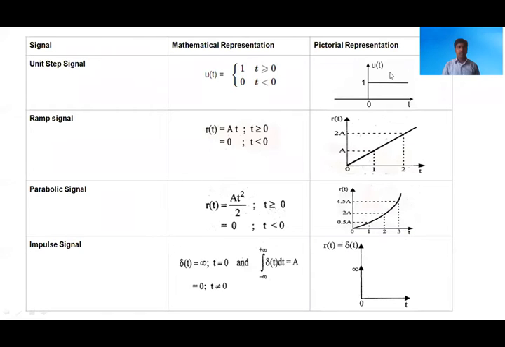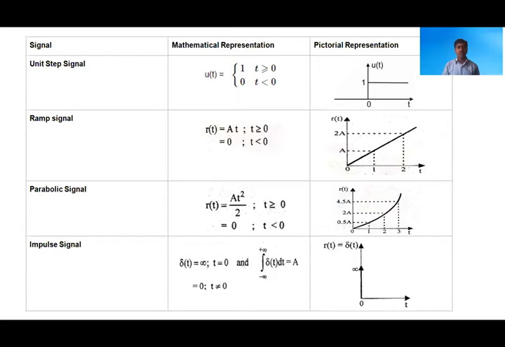Now let us see the mathematical expression of the test signals, because we have to find the time response. Already we have discussed that the time response can be found by using the Laplace transform of the input signal and the transfer function of the system. So to get the Laplace transform of the input signal, we need to know the mathematical expression of the input signal. So here we will see the mathematical expression of the test signals.